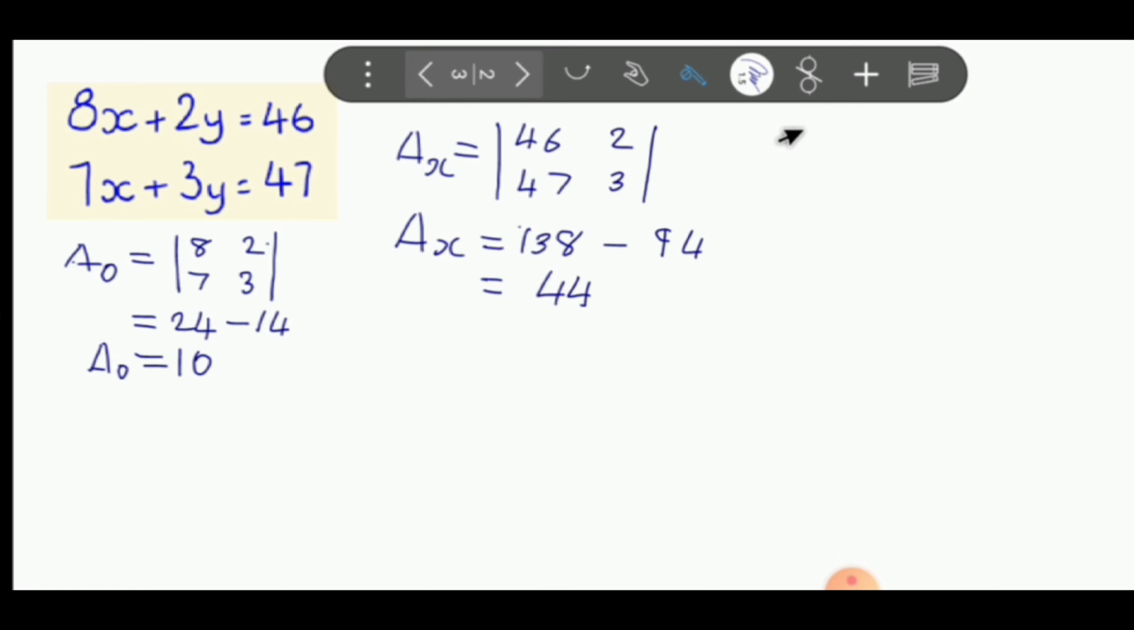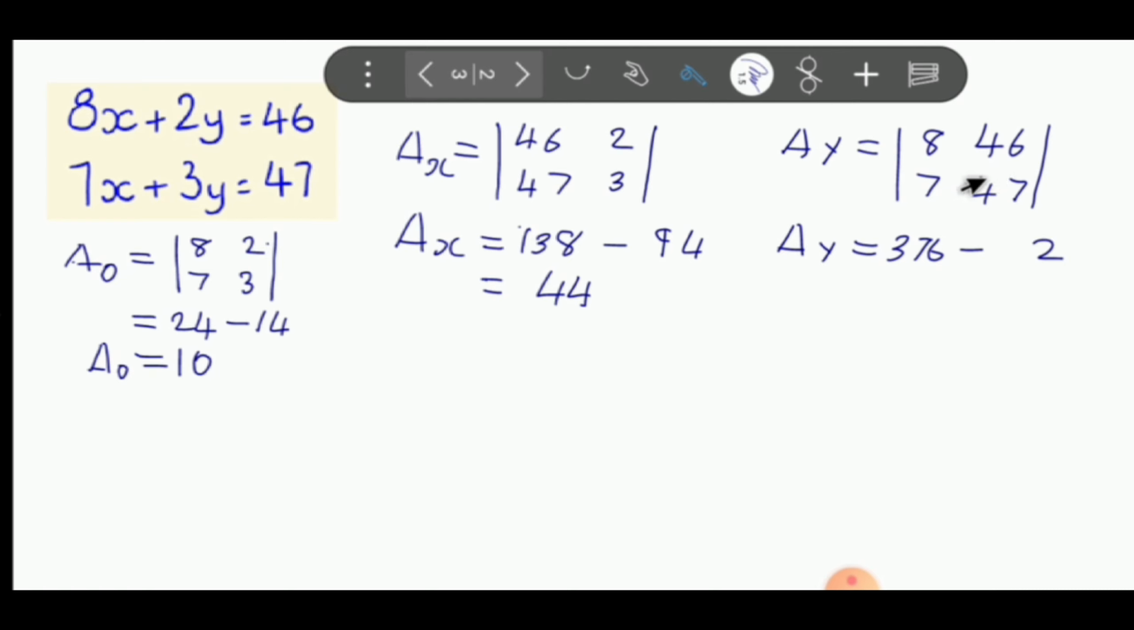Change in y will be... Now replace this 2 and 3 with 46 and 47. So we say change in y equal to 46 times 7, 47 times 8, that will give us 7 times 8, 56, okay? 376.